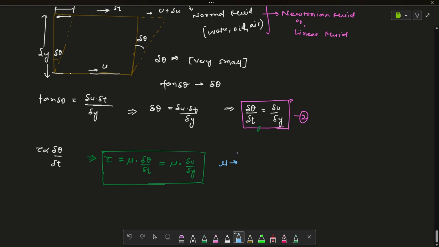So what is this mu? Mu is known as the viscosity coefficient. Since this equation is dimensionally consistent, mu has some dimension, right? The dimension of mu is force times time divided by L square, that means the stress times time, or M divided by L T. So this is the dimension of mu, and the SI unit is kilogram per meter second.